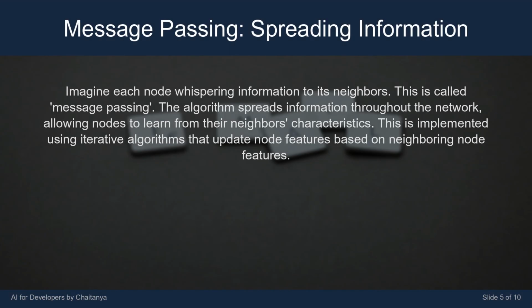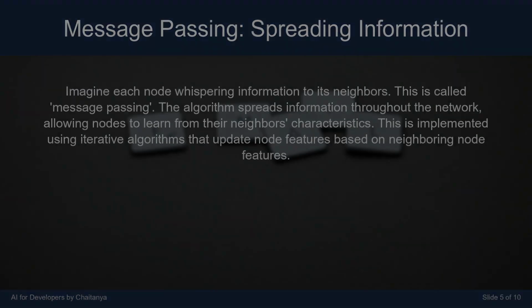Imagine each node whispering information to its neighbors. This is called message passing. The algorithm spreads information throughout the network, allowing nodes to learn from their neighbors' characteristics. This is implemented using iterative algorithms that update node features based on neighboring node features.